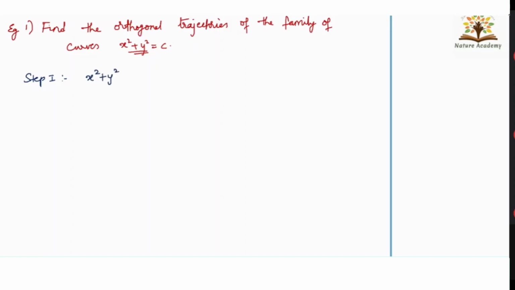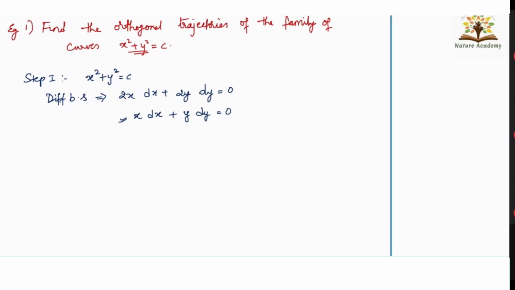For x square plus y square is equal to c, differentiating both sides, you will get 2x dx plus 2y dy is equal to 0. Then you can remove this 2, because we have 0 it will disappear here. This was our first step. Now in that first step, one more thing was there: find the differential equation. This will be a differential equation.